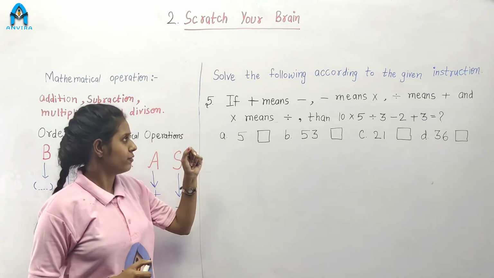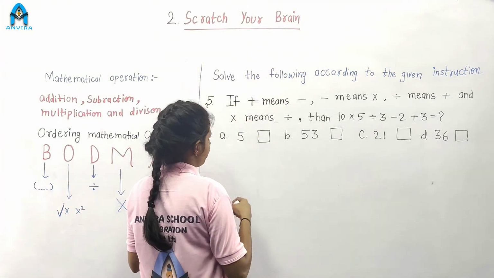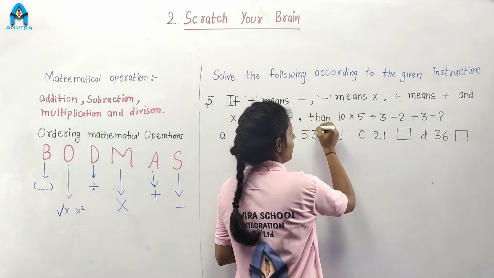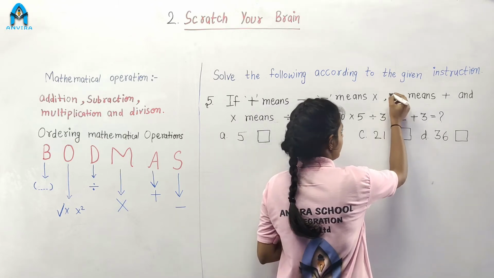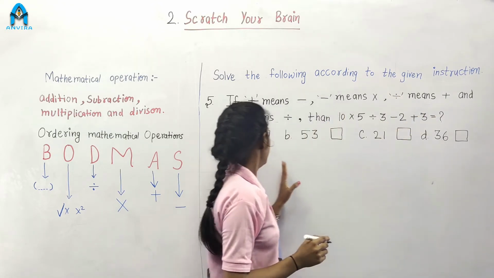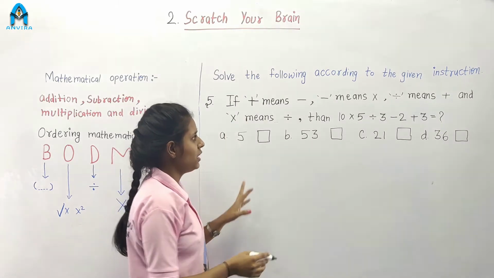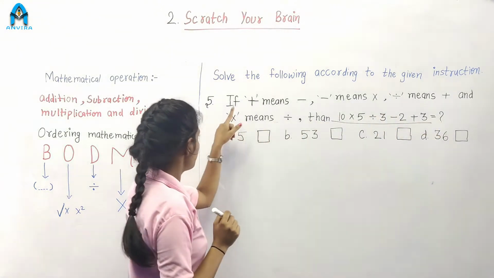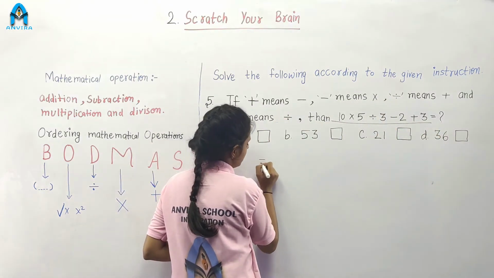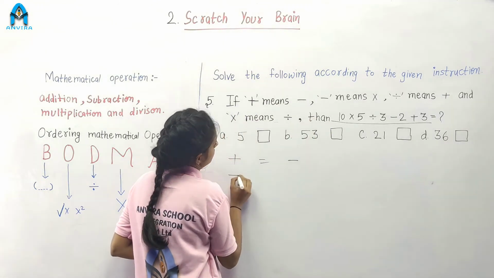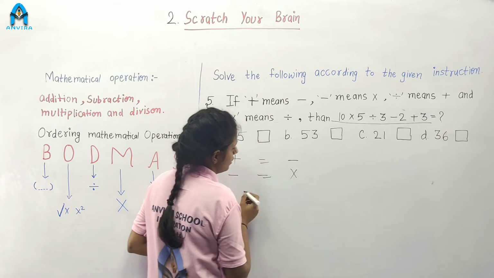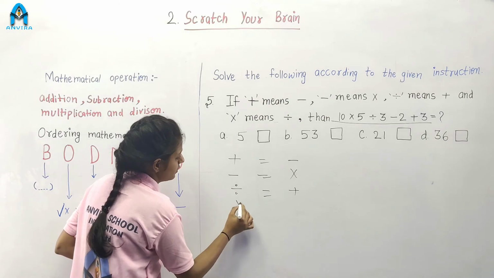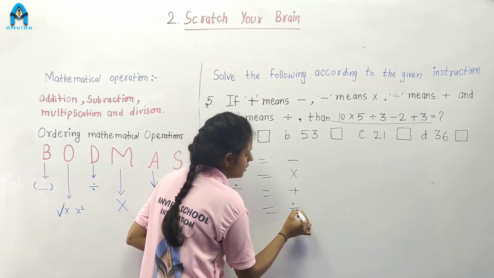Question number 5. If this sign means minus, this sign means multiplication, this sign means addition, and this sign means divide. So we have to solve this. First of all, this sign means minus, this sign means multiplication, this stands for addition, and this stands for divide.